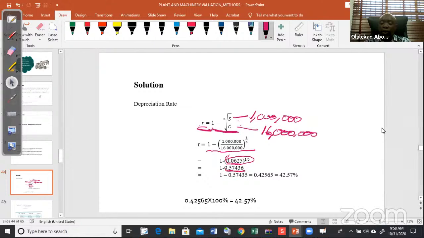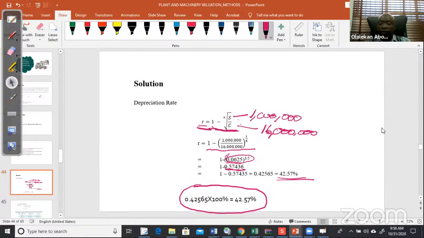Before you now deduct whatever you have here from 1. And that gives us 42.57%. That is 0.4257 approximated. When you convert it to a percentage, that is what I did here to show you how to convert it to a percentage. Multiply by 100%. It will give you this figure. So that is calculating the rate.